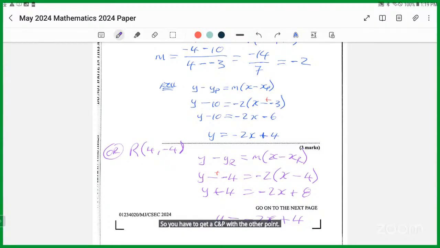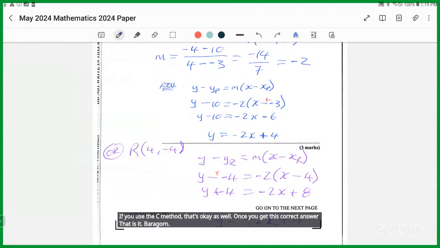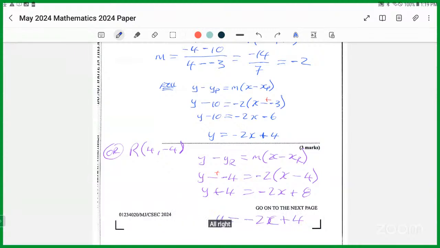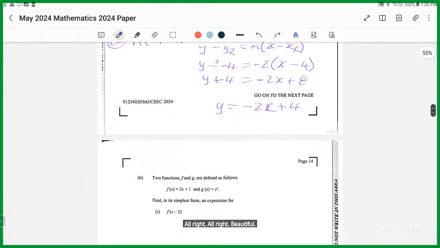We don't need to do it both ways in the exam, guys. Just use one of the points. All right. And if you use the c method, that's okay as well. Once you get this correct answer, that is it. Very good. All right. Everybody got that answer? You got it? All right. Beautiful. Nice. Let's continue. 3 marks for that.